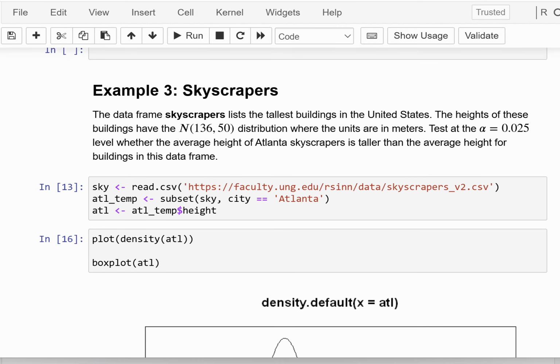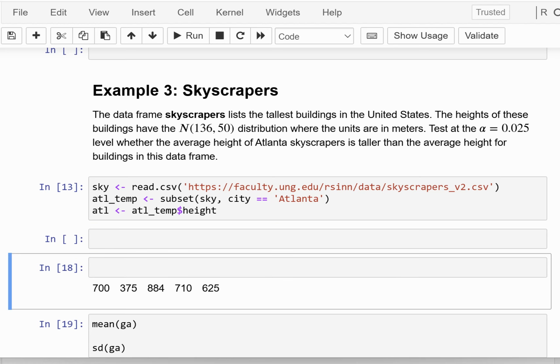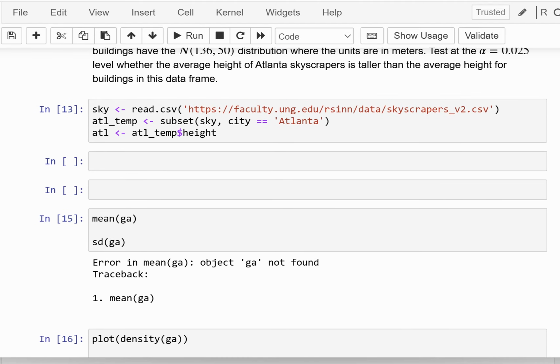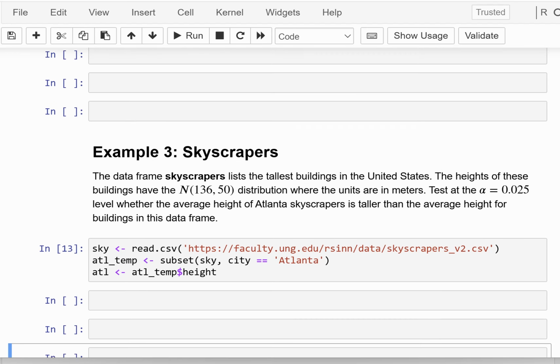Now the skyscrapers, let me get rid of some of this. And I'm sorry, I was working on another example in the airports data set, which is what all that stray work is from.